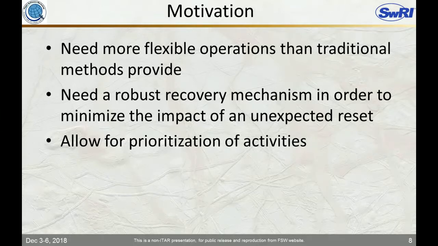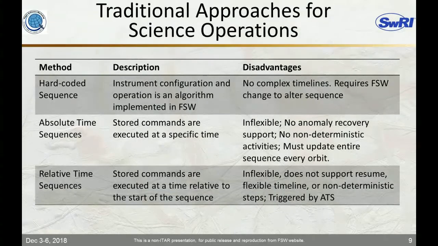If we have an anomaly, we want to try to reconfigure the instrument and take data. And then also prioritize activities. If we do end up slotting things, there are certain things we can skip and certain things we can't skip.